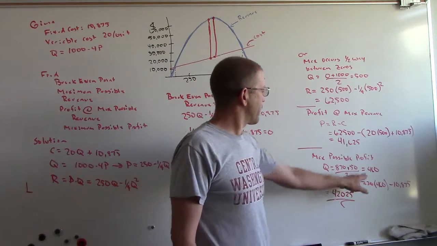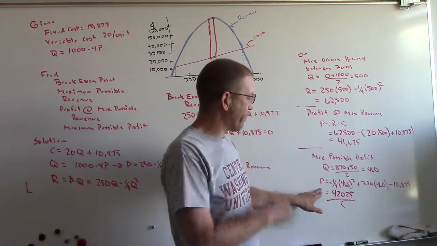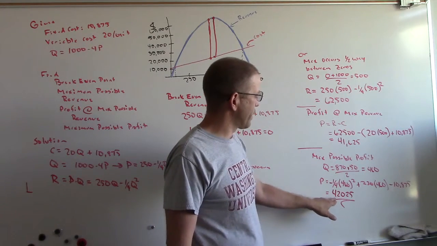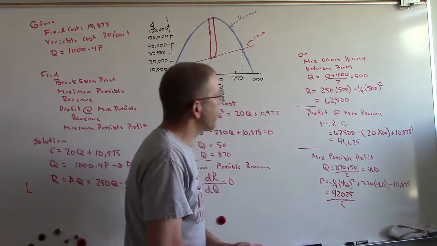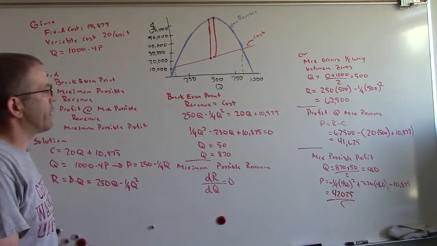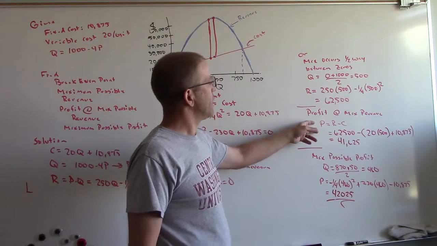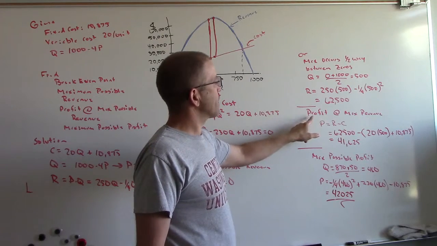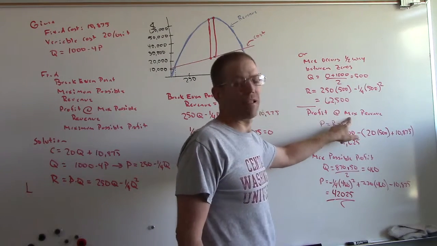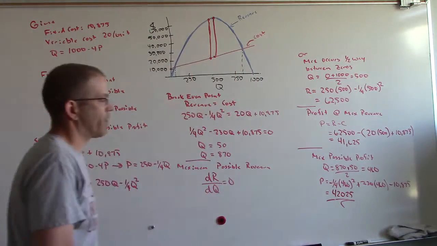We then take that and plug it into our profit equation, and when we do so, we find that the maximum possible profit is $42,025. This is pretty important to us because it makes us very aware of the fact that the maximum profit does not necessarily occur at the same point as the maximum revenue. And you've got to keep that in mind as we're going forward.